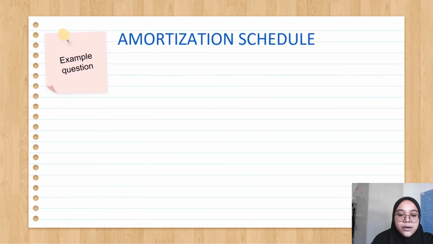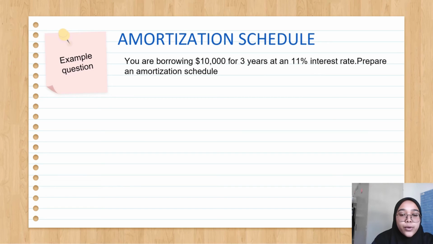Okay, now we explain about the amortization schedule. What is an amortization schedule? An amortization schedule is a schedule that shows the annual interest expense, the reduction of principal each year, and the ending balance or remaining principal of an amortized loan. Okay, let's see the question first. You are borrowing $10,000 for 3 years at an 11% interest rate. Prepare an amortization schedule.